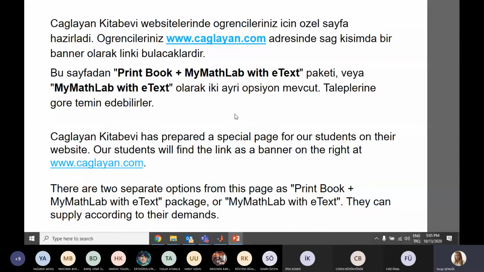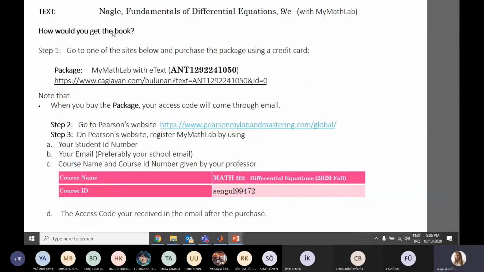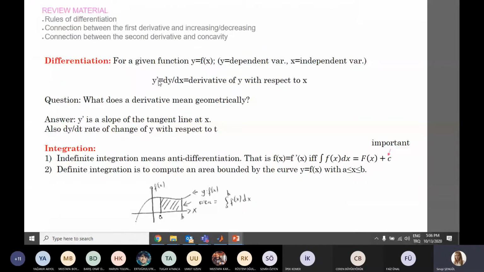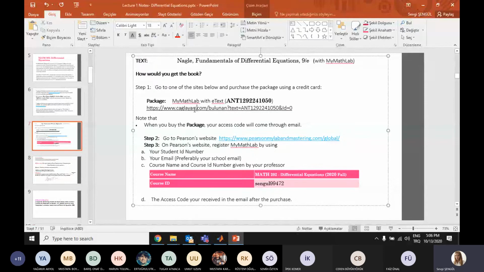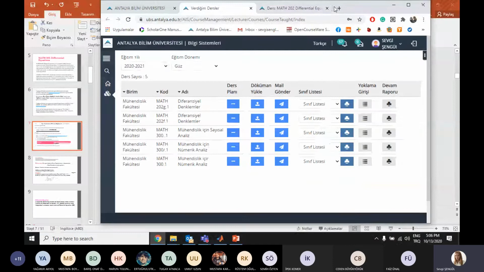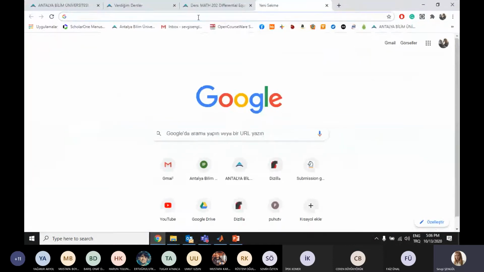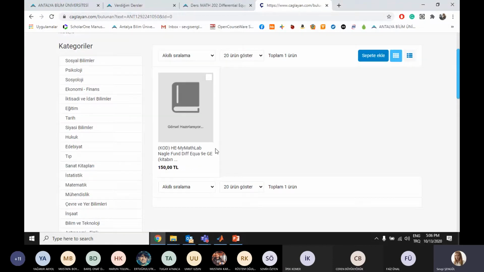So you need to have this MyLab system. You need to get the text, and you can get it from the Çağlayan website. I already gave you the instructions on how you would get the book. Let me click it, if it's working, sorry. Let me copy paste, I think this is going to work better. If you copy paste this link, it will open the book for you.